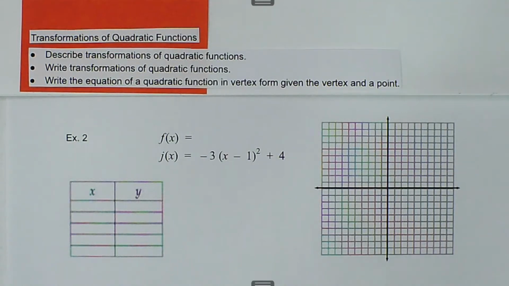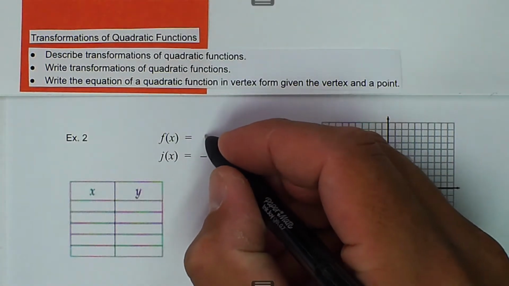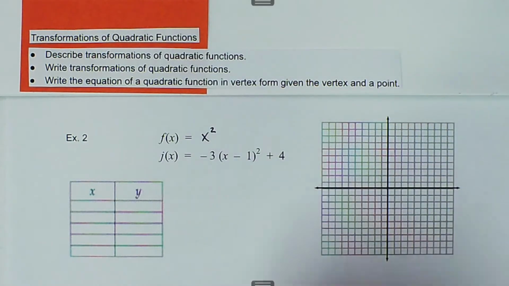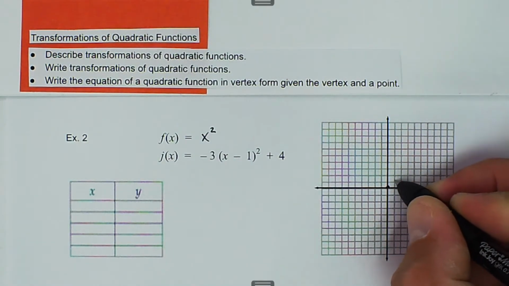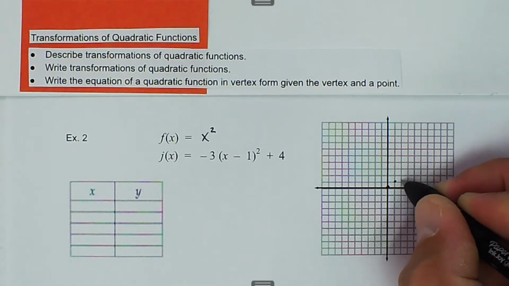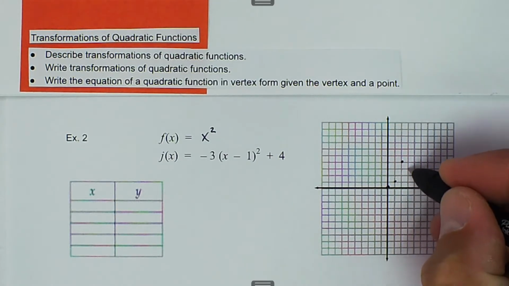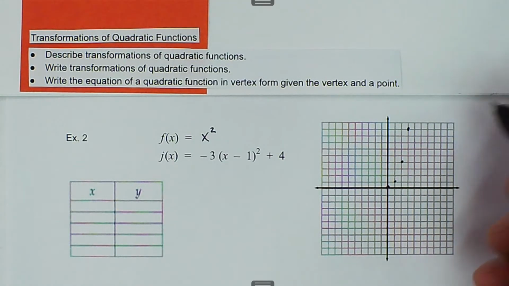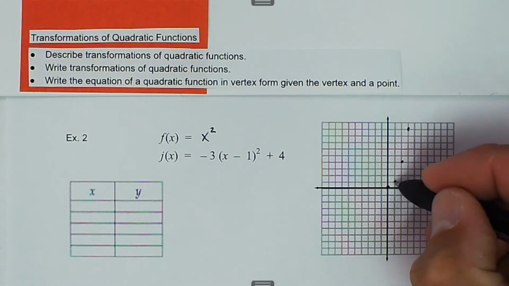We were talking about transformations of quadratic functions, and we want to describe transformations of quadratic functions and write transformations of quadratic functions. So we'll start with our parent function, which is f of x equals x squared. And so we can graph that: (0, 0), over 1, up 1, over 2, up 4, and over 3, up 9. And our y-axis, we can use that as our line of symmetry.